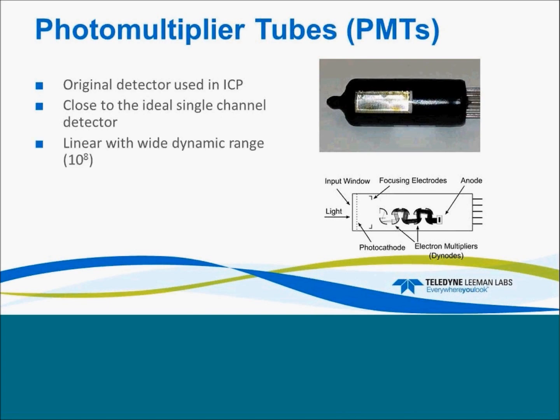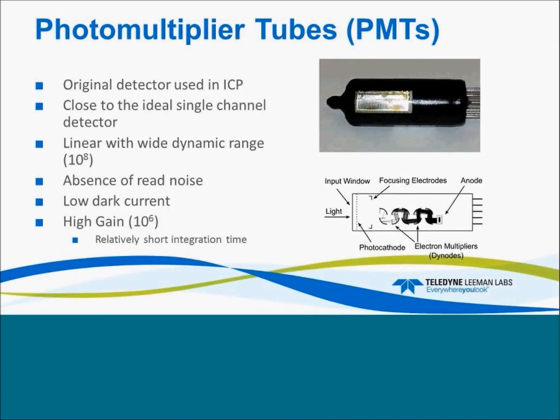They are excellent detectors, with very wide dynamic range, and they were also very linear over that dynamic range. They had an absence of read noise, so they were capable of measuring very, very few photons. They also have very low dark current at room temperature. It wasn't necessary to chill these type of detectors to get the performance that was required. And they had very high gain, because they were photomultiplier tubes. So one photon in would result in 1 million, or 10 to the 6th, or more electrons out. So you're capable of using them with very short integration times.